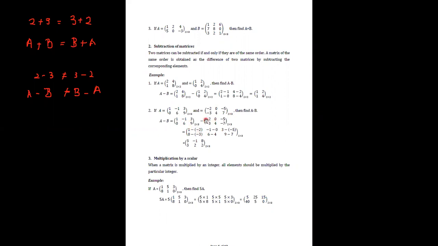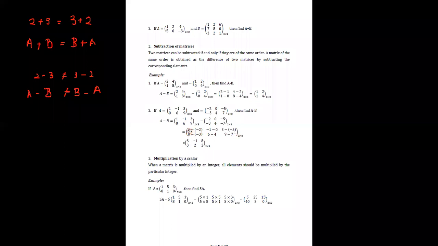Here 1 minus minus 2. That is why I have written this in this way. 1 minus minus 2, then the next element would be minus 1 minus 0, then 3 minus minus 5. Likewise, using this subtraction technique properly, you can obtain these quantities, and the final answer gives you a matrix having 2 rows with 3 columns.